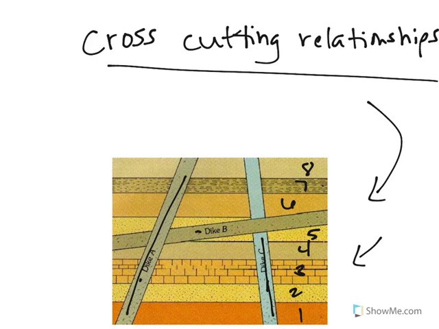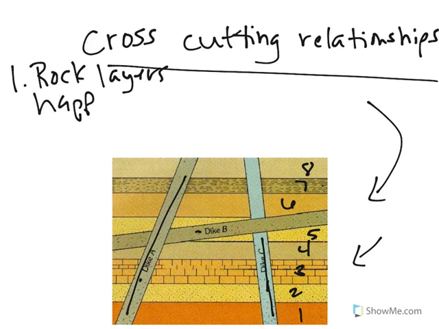So what this tells me is, number one, the rock layers had to have happened first. I know this because these igneous layers wouldn't be able to cut across those rocks if those rocks weren't there. So those rocks had to be there first in order to have something cut across it.